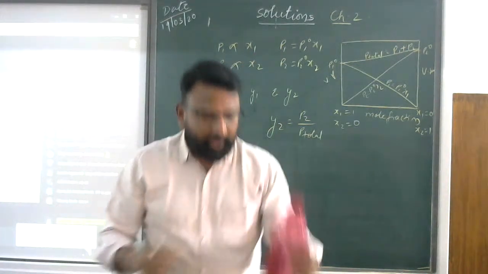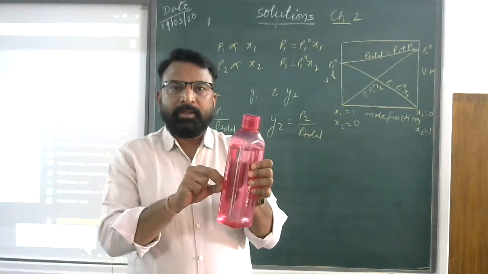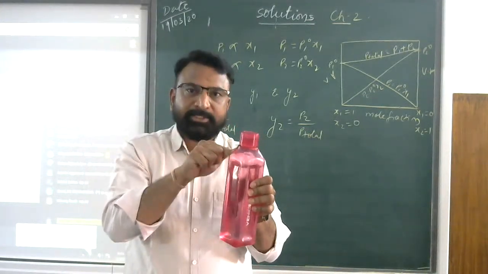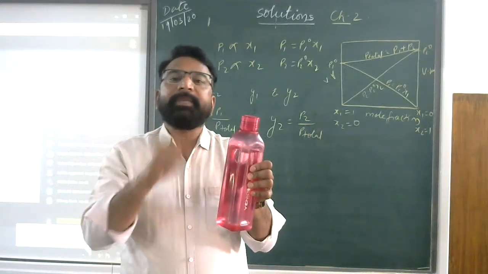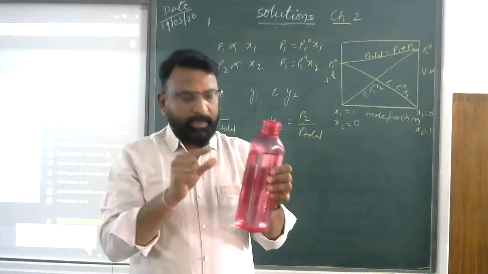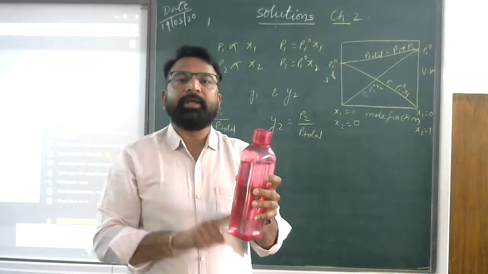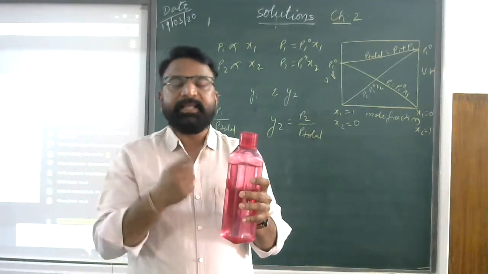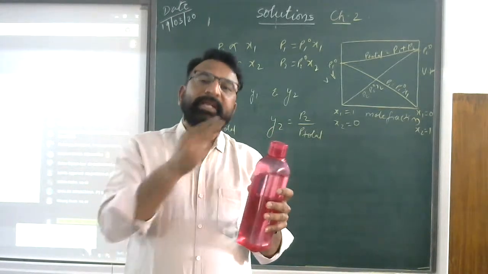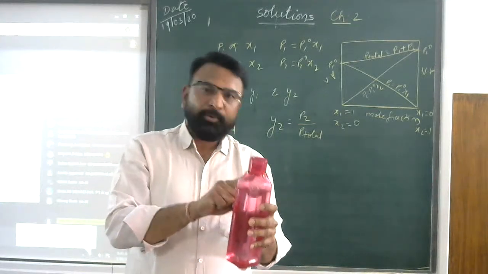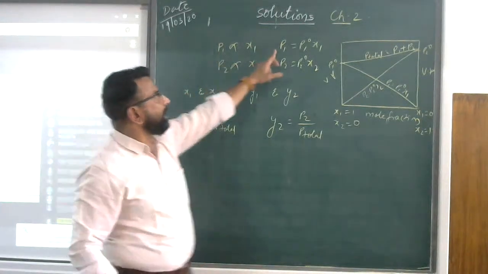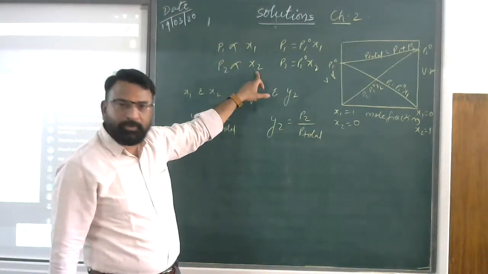Now come to this point. The quantity of X1, the quantity of liquid number 1, will decide the vapor pressure of liquid 1 in the solution. The quantity of X2 will be responsible for deciding the vapor pressure of the second liquid. Understood this thing? The quantity of the first liquid decides the partial pressure of liquid 1, and the quantity of liquid 2 decides the partial pressure of liquid 2 in the solution. So we need to calculate this: P1 is directly proportional to X1 and P2 is directly proportional to X2.